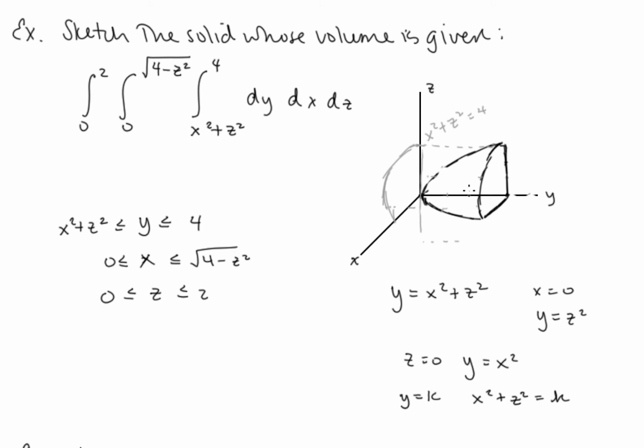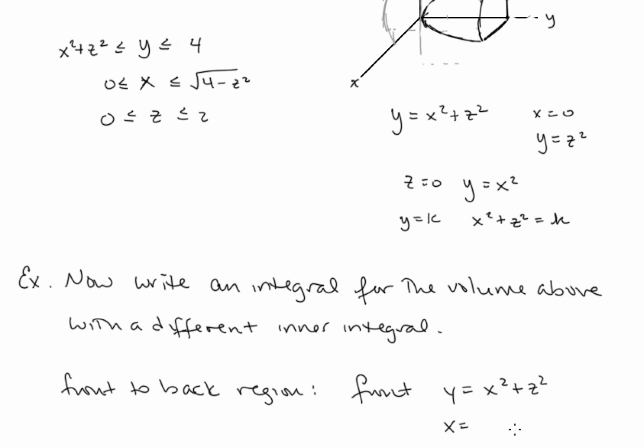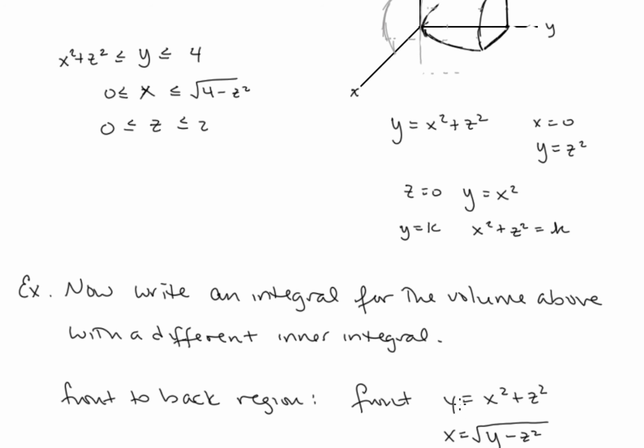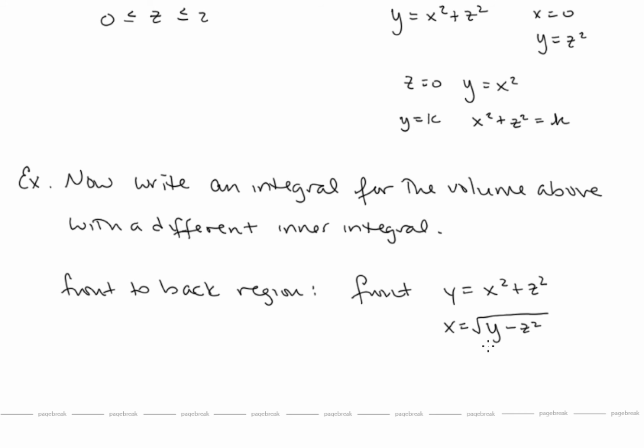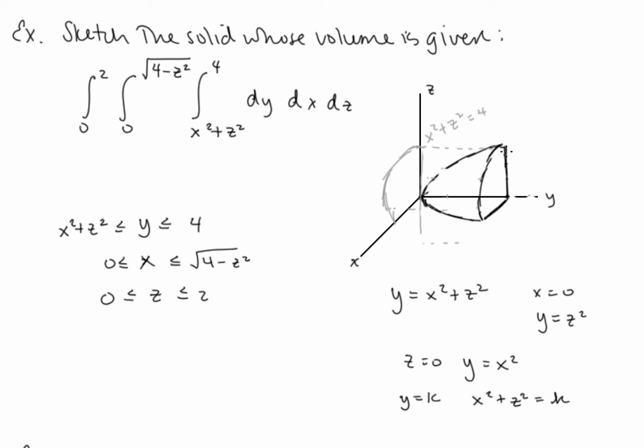So our front surface would be the same paraboloid, y equals x squared plus z squared. So x is going to be equal to radical y minus z squared. And notice that I chose the positive radical because we're only talking about x values that are positive. So x is equal to radical y minus z squared. And the back surface would be x equals 0, right? That's this yz plane that is the back surface here. So now we have a front surface and a back surface.